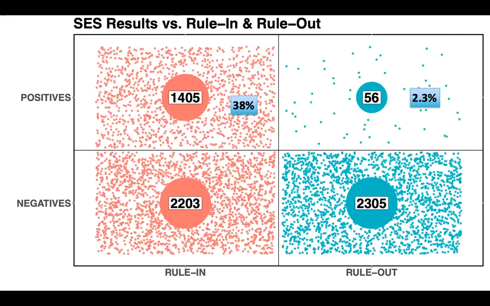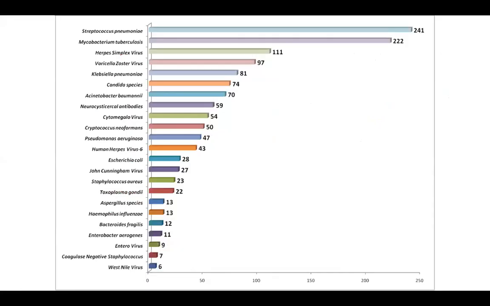Now, if you see, we have got about 3,608 cases with rule-in. Out of them, we got 38% positivity. Among rule-out cases, we have got 2,361, and only 56, or 2.3%, were positive. In other words, this diagnosis largely went in correlation with the clinical presentation and what the clinicians decided.